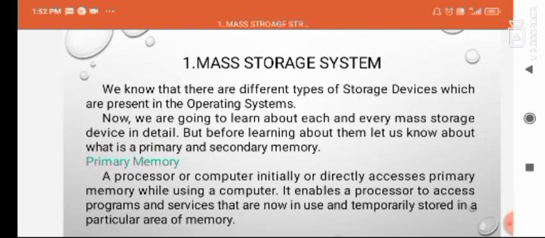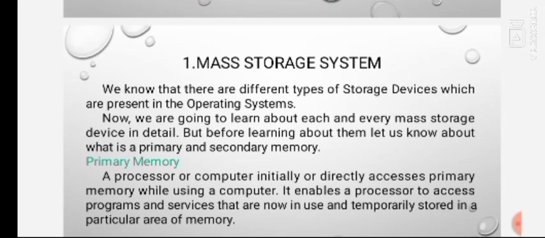Mass storage system. We know that there are different types of storage devices which are present in an operating system. Now we are going to learn about each and every mass storage device in detail. But before learning about them, let us know what primary and secondary memory are.